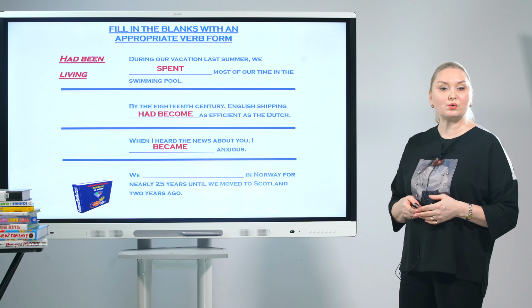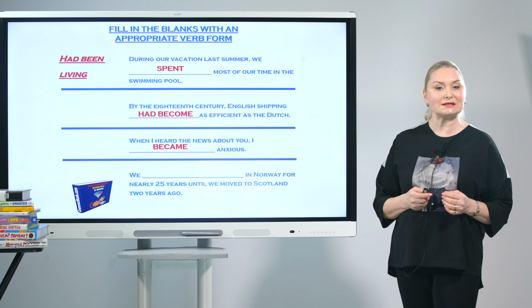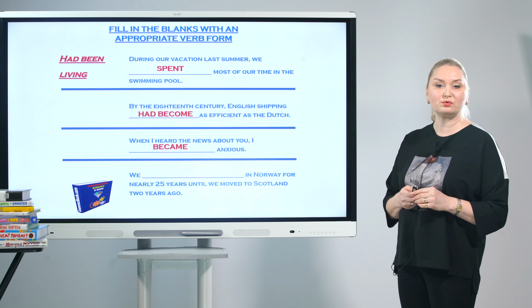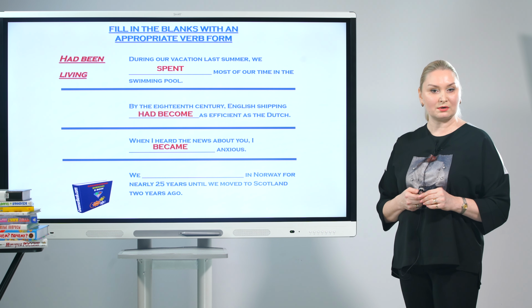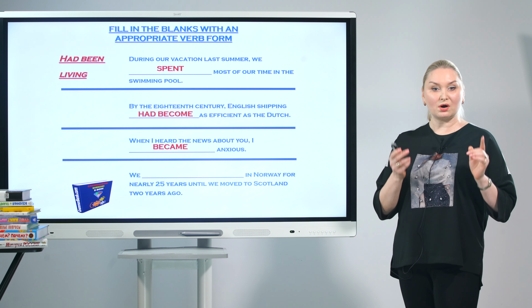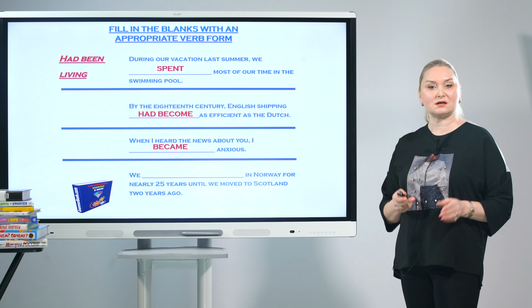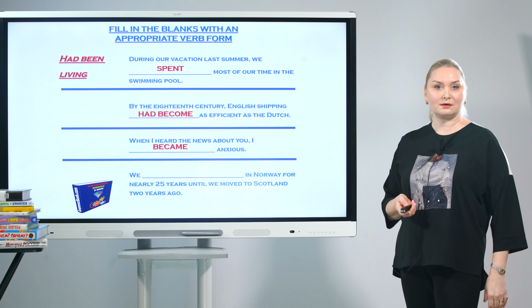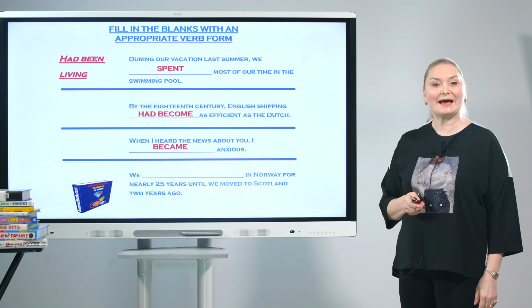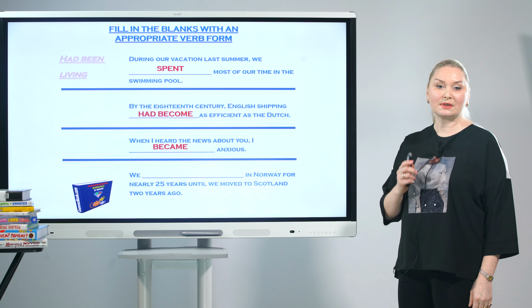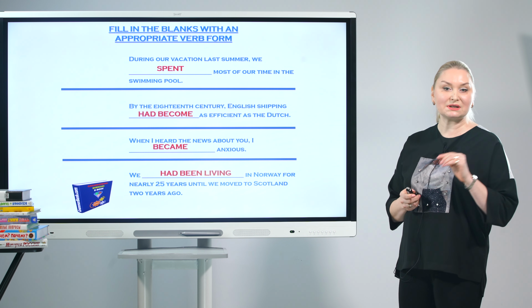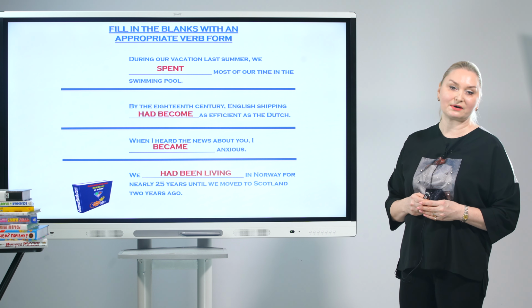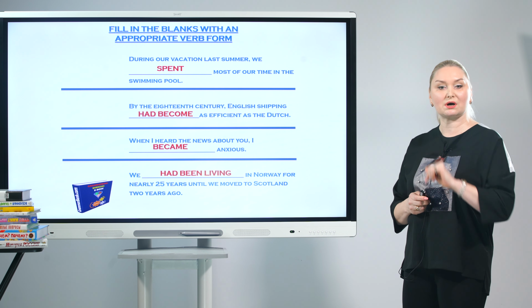And the last one, we in Norway for nearly 25 years until we moved to Scotland 2 years ago. And that's a hint for you. Nearly 25 years, that's a duration. We have to speak about had been living, right? So, we had been living in Norway for nearly 25 years until we moved to Scotland 2 years ago.